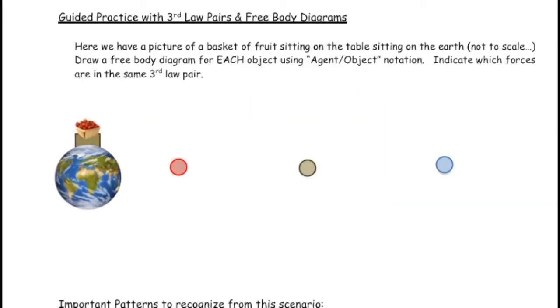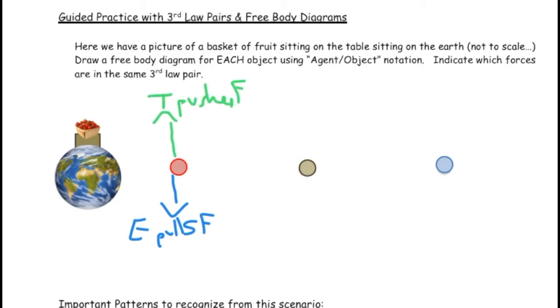Let's start with easy things. The fruit basket is feeling some forces. The earth is pulling the fruit basket down, and the table is holding the fruit basket up. In my notation, I'm abbreviating the nouns with just a single letter to save space on my screen, but when you do this, you should write out the words fully.